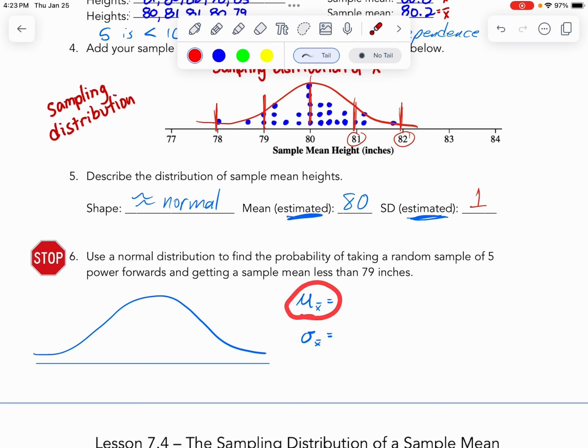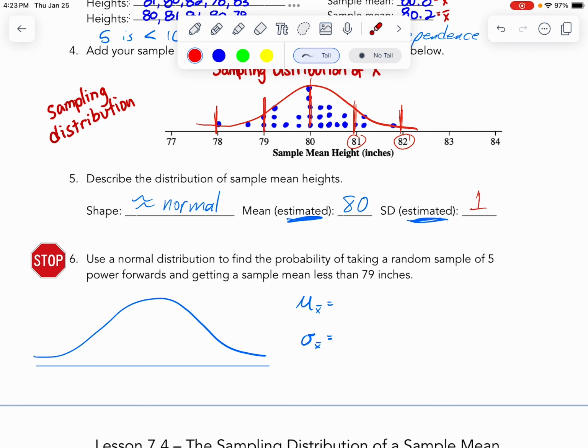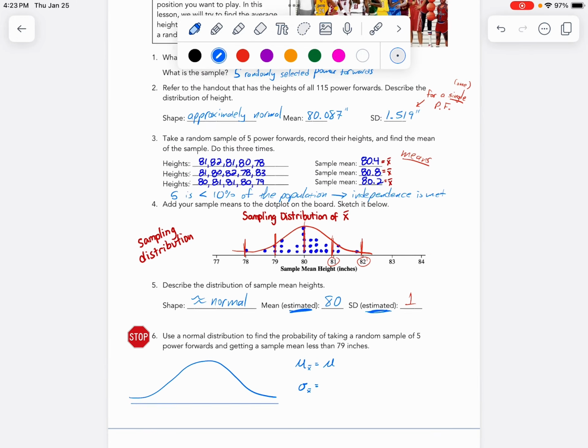To get the actual mean of the X bars, and again, what does this mean? This means average of what? Of the X bars. So the average of all of the samples you could possibly take will eventually equal the mu of the entire population. It will equal the average of the entire population, which we already know. We have that right here. This is the average when you add up all 115 players and divide by 115. So that is what we will get.